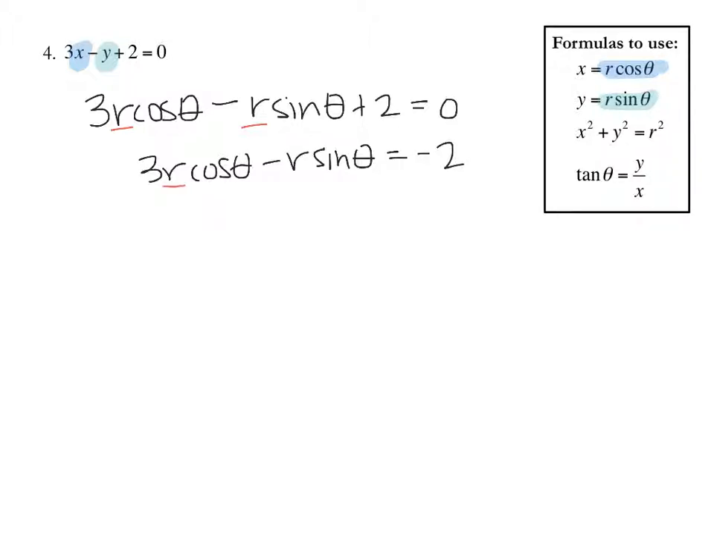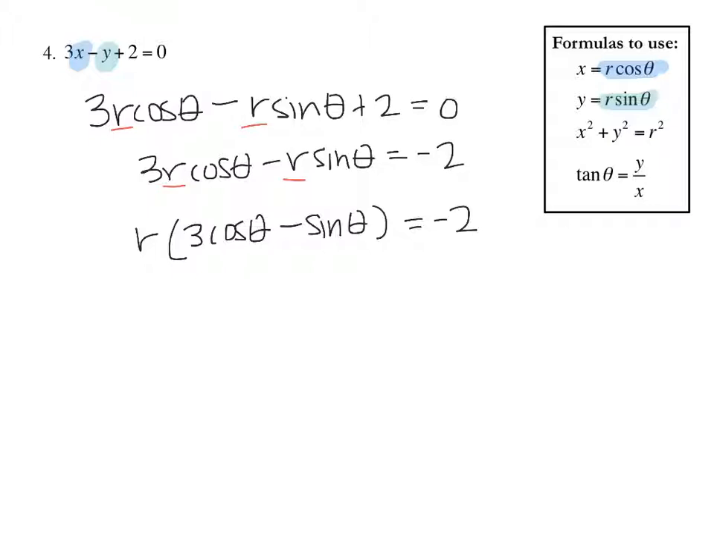Then this goes back to the fact that there's 2 r's in the problem. I can't solve for it if there's 2 r's. So what we have to do next is pull it out so that we get only a singular r in the problem. So if I pull that out, I'd be left with 3 cosine theta minus sine theta equal to negative 2.